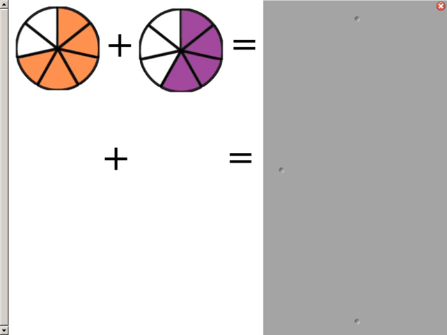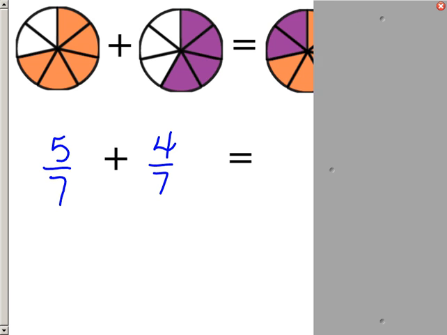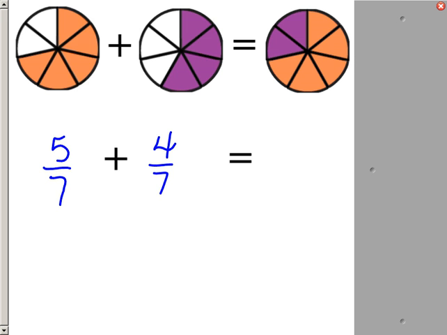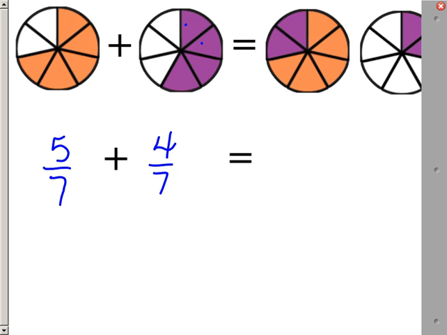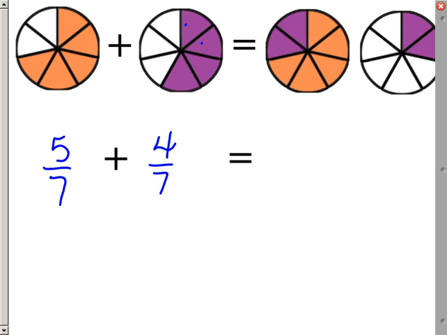In our next example, we have 5/7 shaded, 5 out of 7 pieces, plus 4/7 shaded. And if we put those together, we can see from our picture, we're going to be able to fill up one whole, but that doesn't include all of our purple pieces here. So we need another 2 pieces. So we get 1 whole and 2/7.